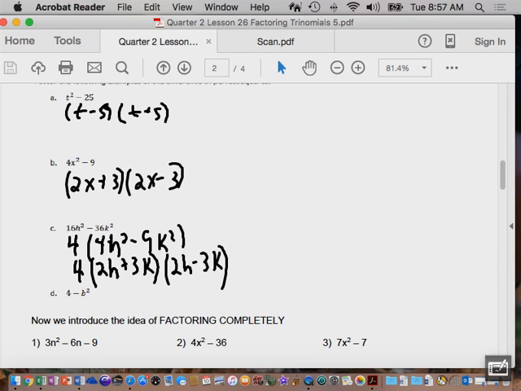Okay. Now, 4 minus b squared. 2 minus b. Don't let it bug you. 2 plus b, 2 minus b. We just reverse the order.